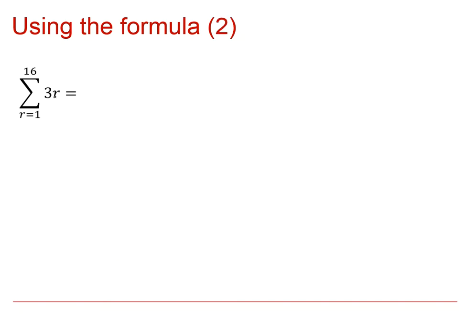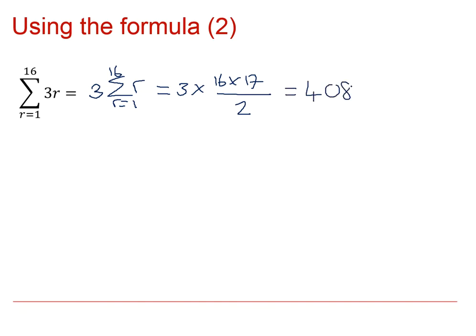Okay, this question is a little bit different because we can see we've got 3r. And what we can do is just multiply the whole sum by 3. So it just becomes 3 times the sum from 1 to 16 of r. So that's going to be 3 times, and then if you remember it's n times n plus 1 over 2, which gives you 408.